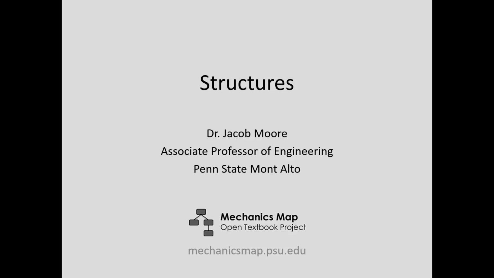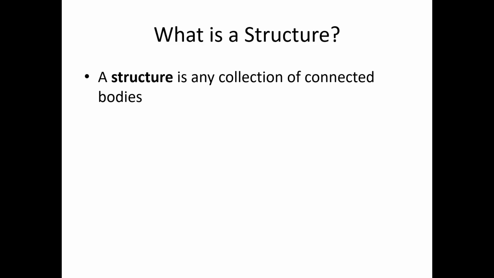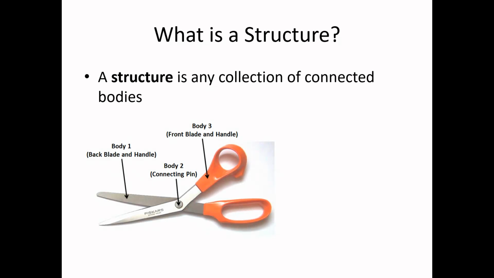Hello, for today's video lecture we're going to be talking about structures. So in engineering, a structure is any collection of connected bodies. We can look at something like a pair of scissors here, and here we've got three different bodies. We've got the back blade and handle, the front blade and handle, and they're held together with a rivet. So here we've got three different bodies. They are all connected together. This would be an example of a structure.